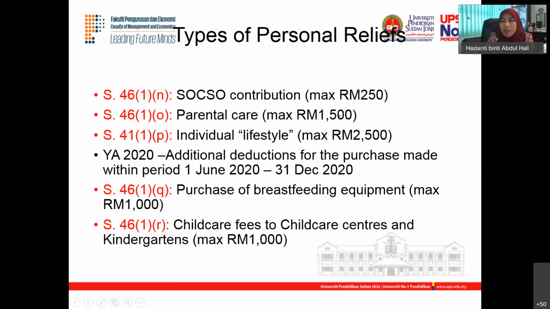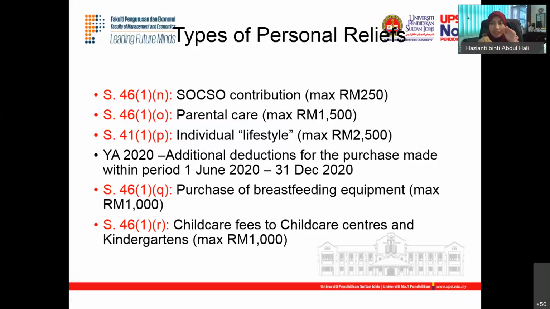Maximum 1,500. But what happened is that we have to key in the IC number in the system. Mak berapa, ayah berapa. Seorang 1,500. Katakanlah you have 4 siblings. 4 siblings nak claim 1,500 ni, kena divide by 4. Tak boleh satu mak, anak 4, setiap anak dapat 1,500. No. Satu mak, anak 4, satu mak ni 1,500. So 4 orang ni, kau berebut lah. Siapa nak claim. Not setiap anak tu boleh claim for the parent.